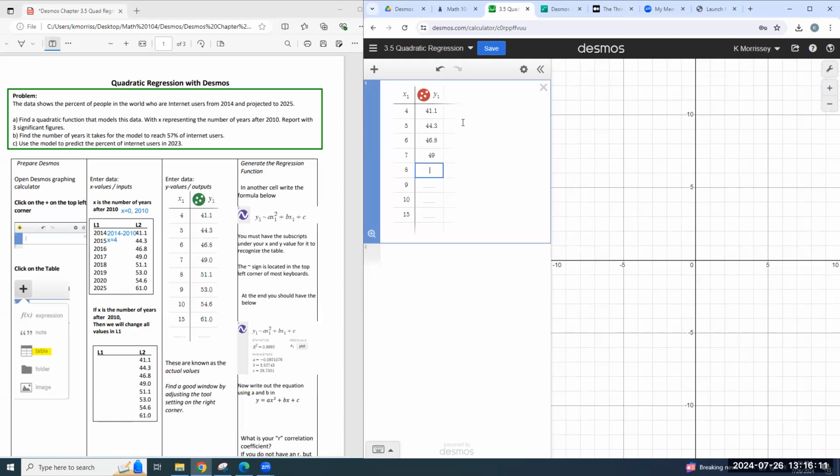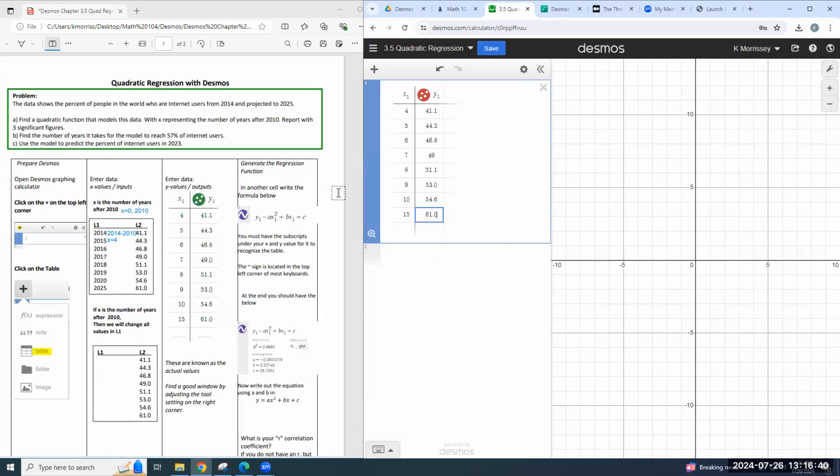And you'll notice that some of these are going to be popping up to the left. We're going to have to adjust our window. So once you enter in everything, just go ahead and double check that all of this matches with what we're provided. Okay, all right, we're good. So these are our actual values that we are given. And what we're going to do is generate a function.